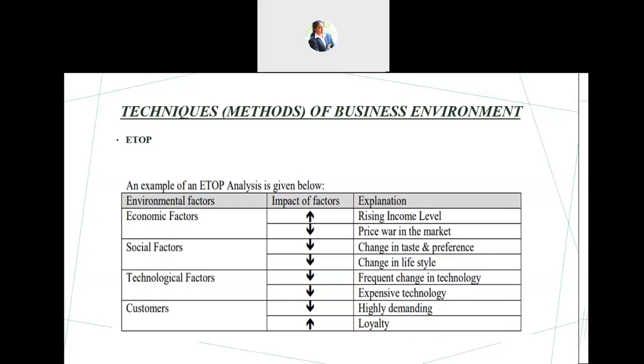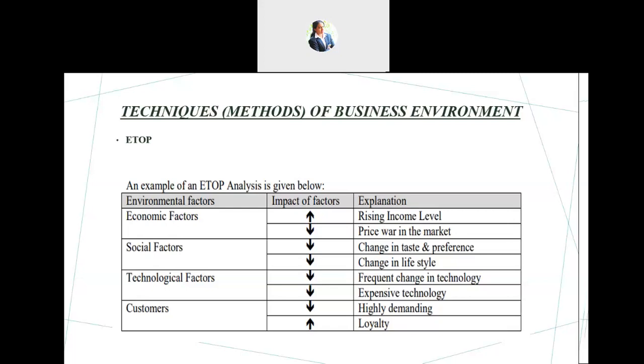And the last one is loyalty. Now, loyalty of customers represents a positive impact on the organization. It tells that no matter how many other competitors of the organization are present in the market, no matter what products they are going to come up with, those loyal customers of your organization will only consume the goods or services that are being produced by your company.